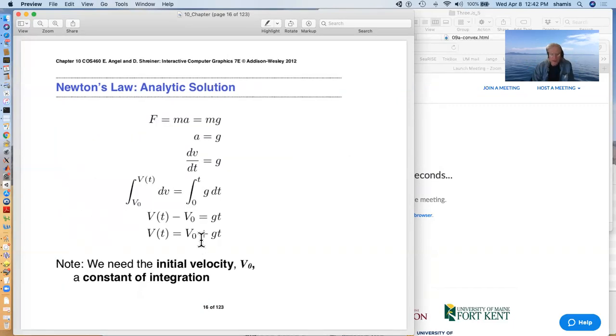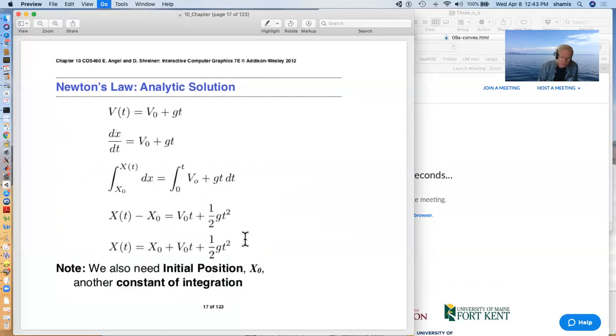So going through the integrals, if I solve for dv/dt in here, it's g. I can integrate both sides from an initial velocity to a velocity at some time, and g from 0 to t. I get v of t minus v0 is gt, or the velocity as a function of time is its initial velocity plus the acceleration times time. I need that initial velocity, v0, as a constant of integration.